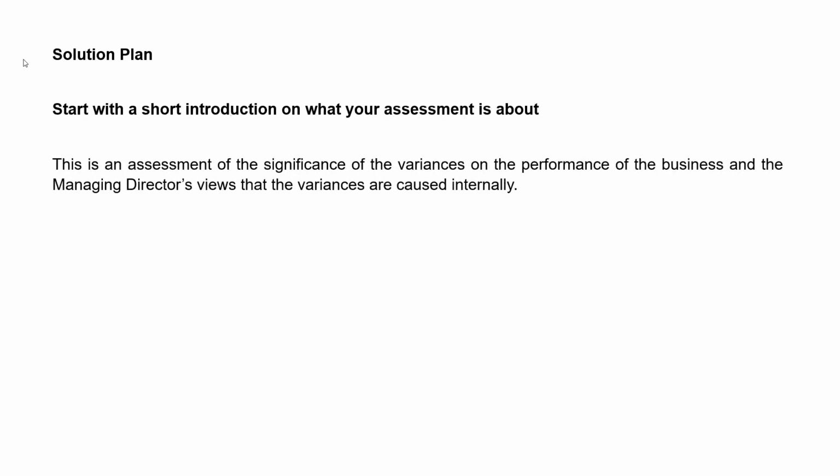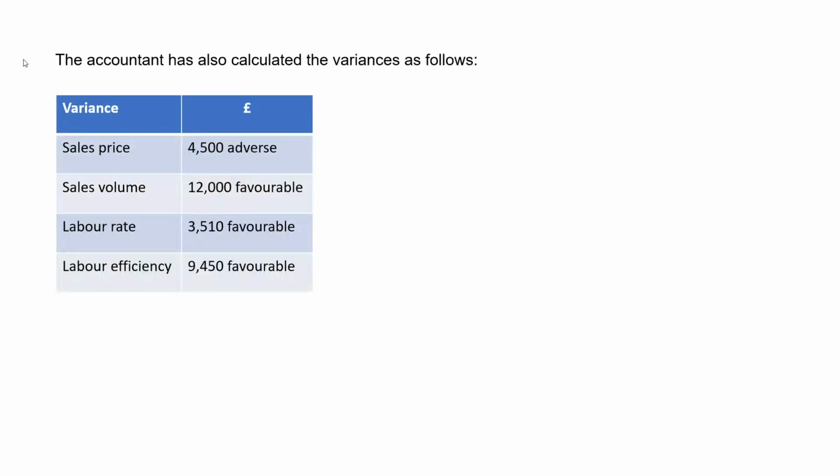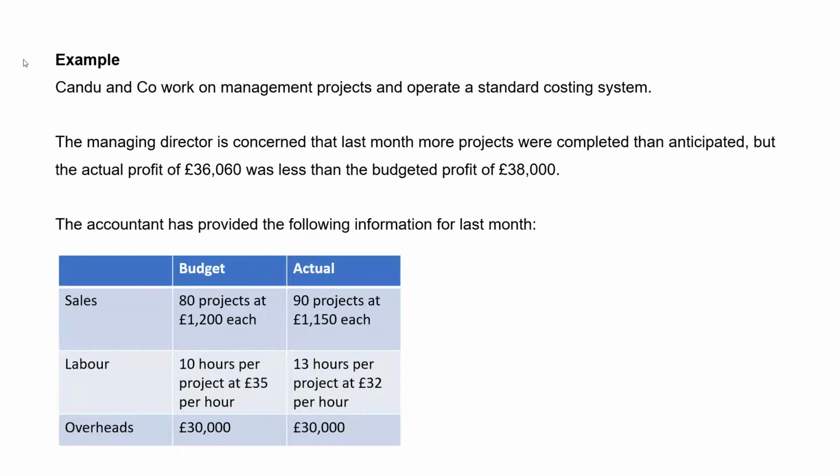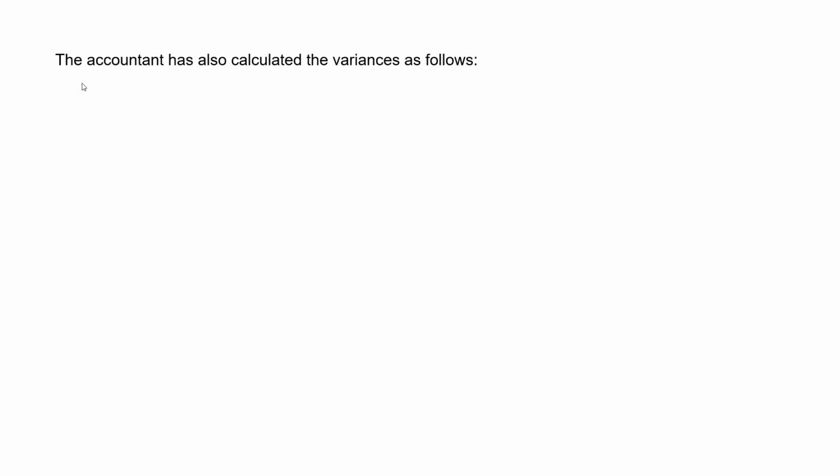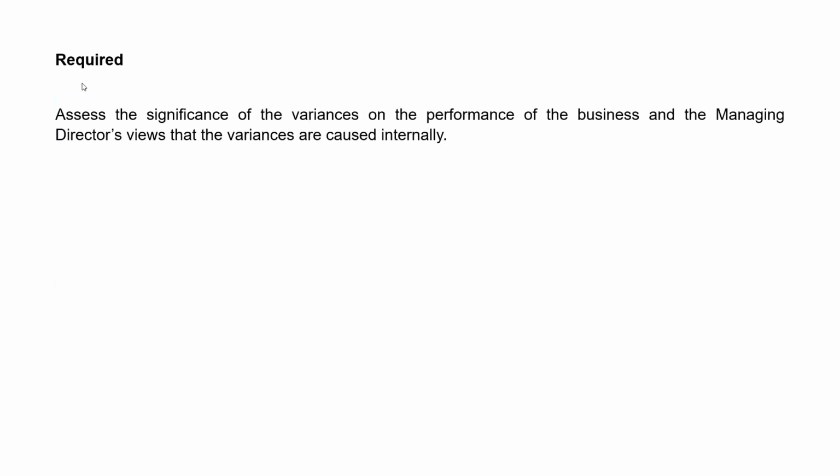Now, if I just go back a moment, when we've got a budget and then an actual amount, and we've got different figures. So sales, we've got 80 projects for our budget and actual for 90. That's basically telling us we need to do a flexed budget. So let's go back to where we were, flexed budget.